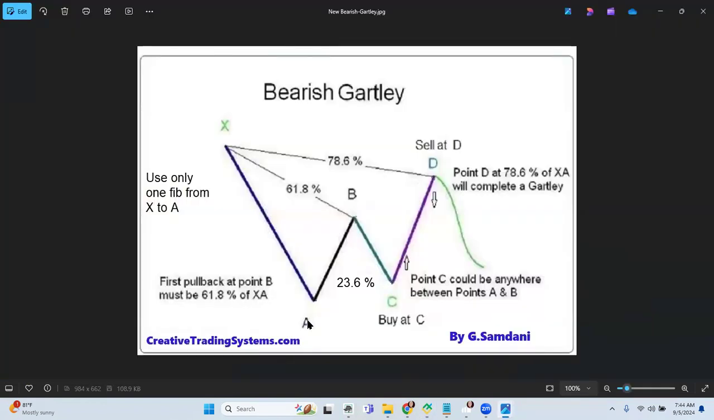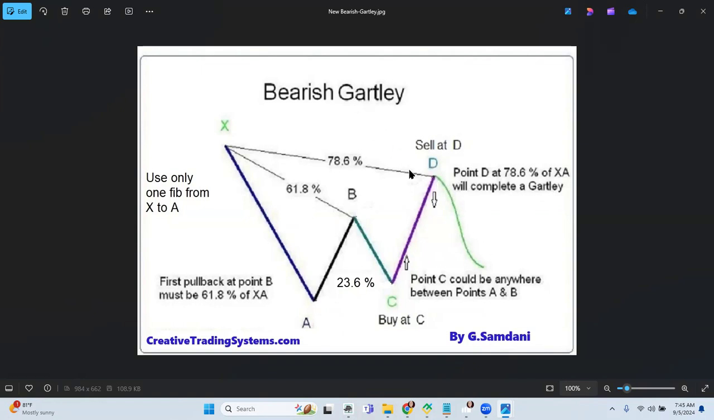You have XA, the main move, you draw the fib, then the B point should be at 61%, and C should be around the 23% line. The idea is that it should be between A and B anyway. But my study is that it usually bounces from the 23% line of the same fib, from X to A. Then it goes back to 78% for completing a Gartley pattern at point D.